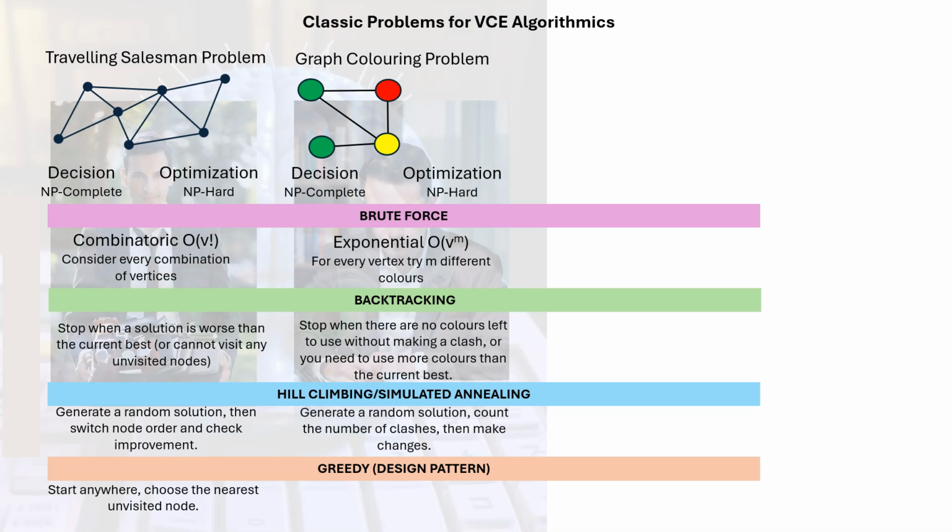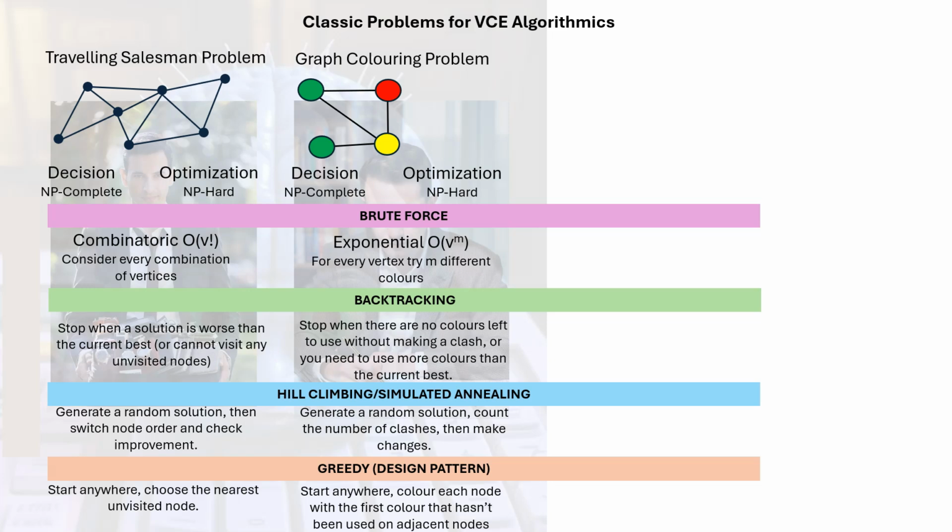Hill climbing and simulated annealing work by making a random coloring, counting the clashes, and then tweaking something to try to reduce the number of clashes. There's no guarantee it will find a solution, so it's good if we're trying to minimize the clashes in a real-life context, but we can accept some clashes. To use the greedy design pattern, color each vertex with the first color not shared by any adjacent vertex. Again, we're not guaranteed to find a solution.